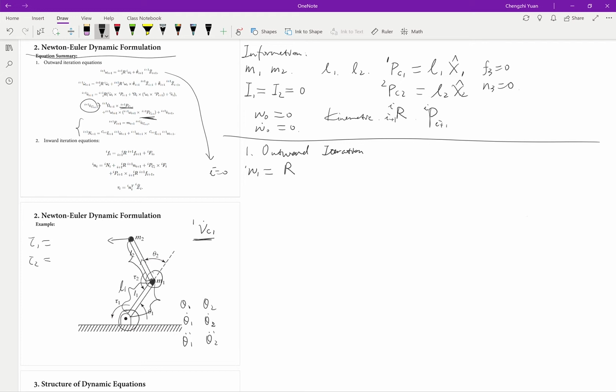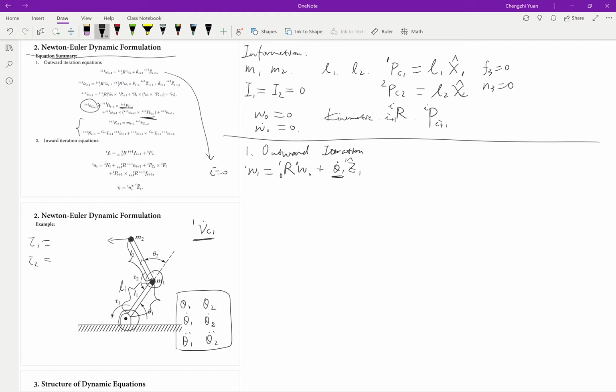Then let's do the angular velocities. Here is the rotation matrix r1 0 times omega 0, plus theta 1 dot along the z-axis. This is the given information. Suppose you want the manipulator to follow a trajectory with angular velocity theta 1 dot along the z-axis.